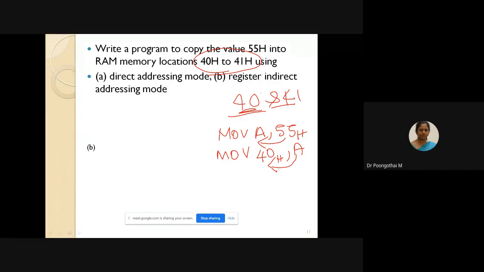Okay. So what is the next instruction? MOV 41H, A. Same instruction; instead of 40 you have to give 41. So this is the solution for your first question, direct addressing mode.